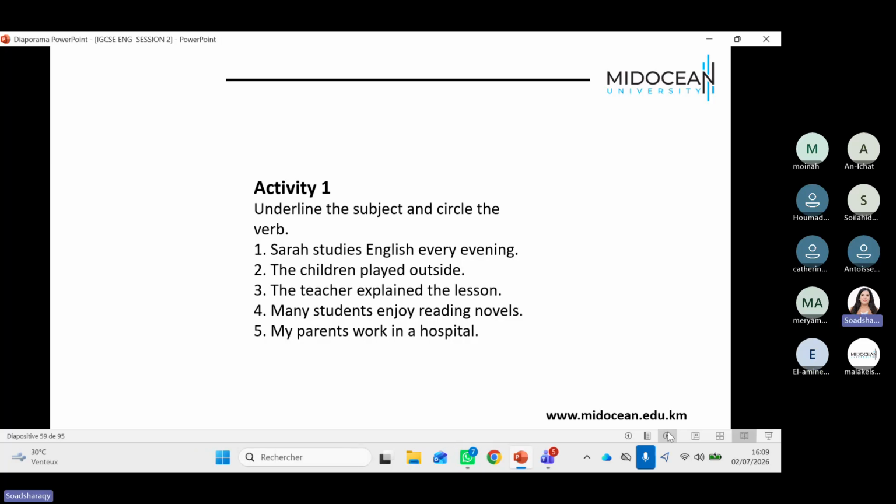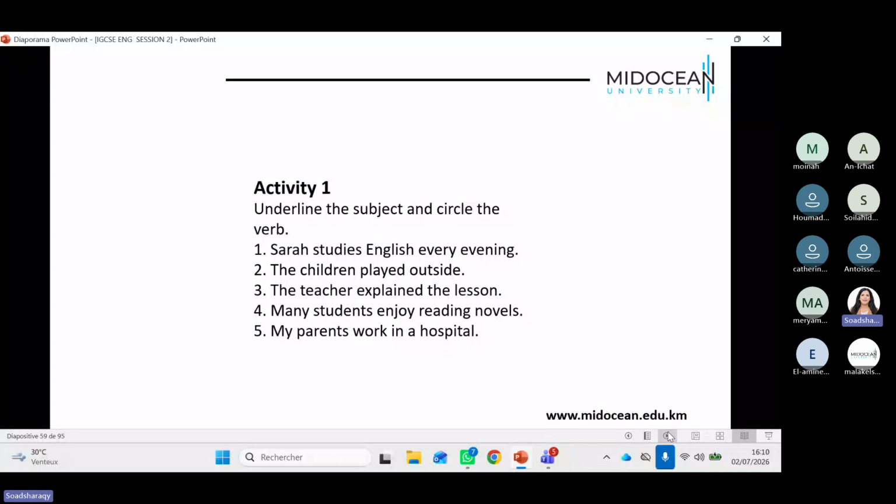Number 1, underline the subject and circle the verb. Sentence number 1. Read the sentence first. Sarah studies English every evening. So, what is the subject? The verb here is studies in the first sentence. Studies is the verb, to study. And Sarah is the subject.